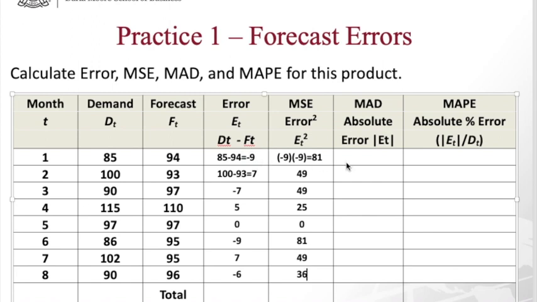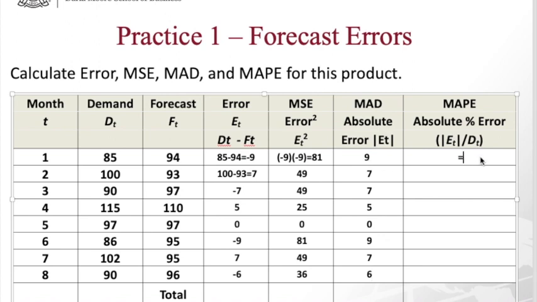For the mean absolute error, we're going to take the error and just take the absolute value of it. It's going to be 9, 7, 7, 5, 0, 9, 7, and 6. Same thing that you have here, but absolute value.